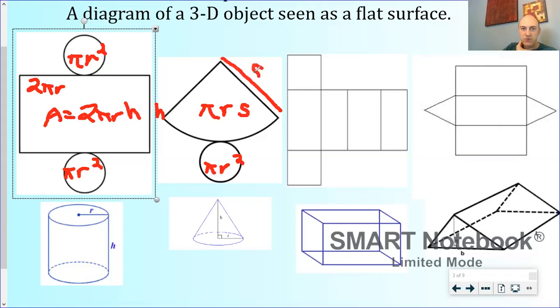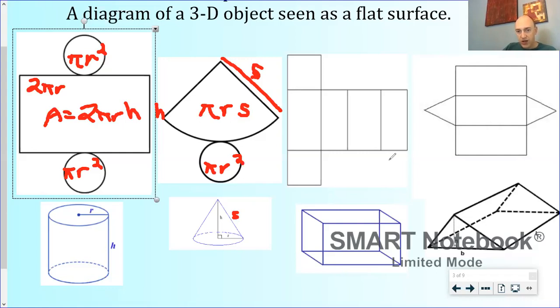So that's the measurement from the top of the cone to the base of the outside. So if you were to measure along here, you get s. And that will give you the area of that wraparound part. We call that the lateral surface of the cone.